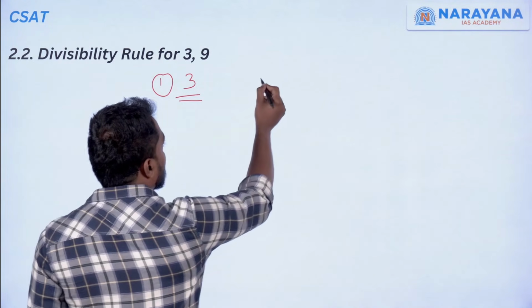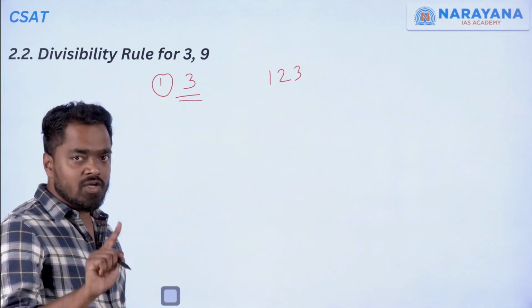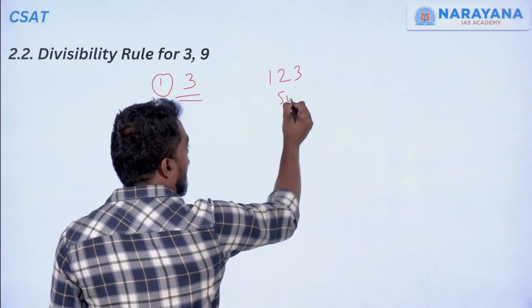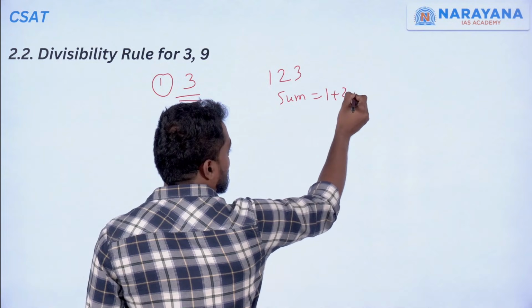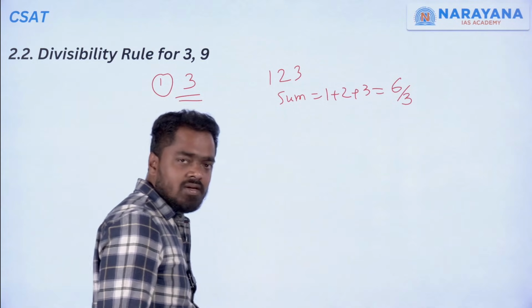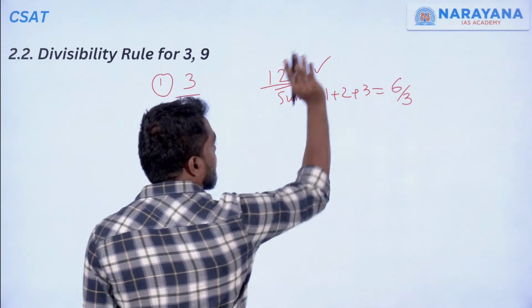For example, 1, 2 and 3. This is one number. You have to check whether that number is divisible by 3 or not. Take the sum of all digits. 1 plus 2 plus 3, that is nothing but 6. 6 is divisible by 3. 3 twos are 6, the remainder is 0. So the whole number is divisible by 3.